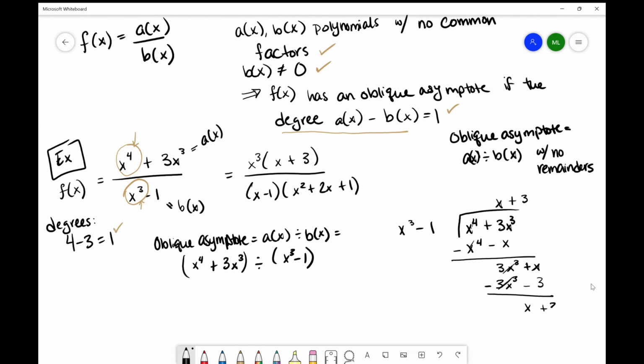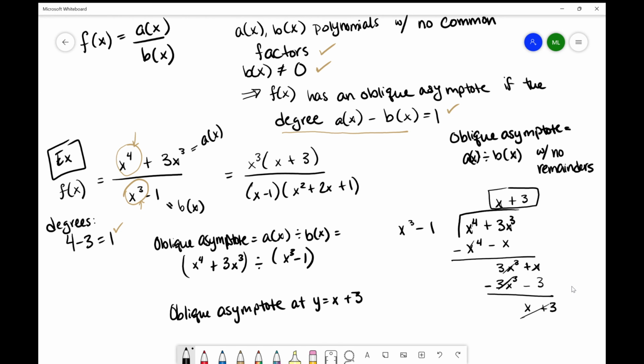We're left with x plus 3. Now we're starting to get some remainders at this point, but the key word here, oblique asymptote, it said with no remainders. So if you get a remainder, then at this point you just forget about it. You don't need to worry about it anymore. And then you just take this value right here, and that is going to be your oblique asymptote. So we have an oblique asymptote for this function at y equals x plus 3.